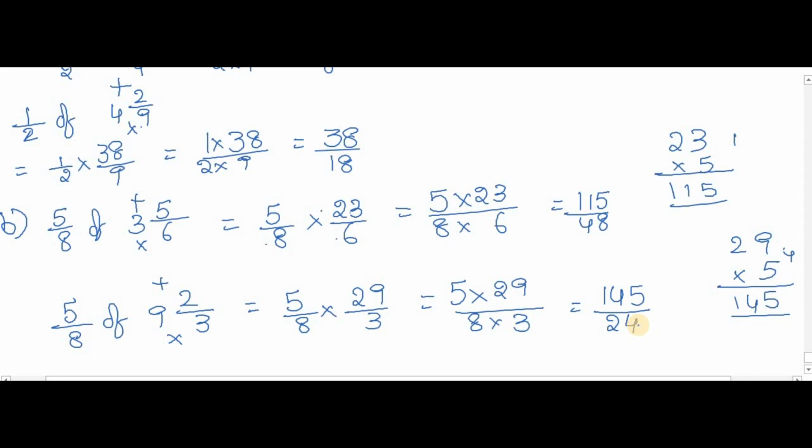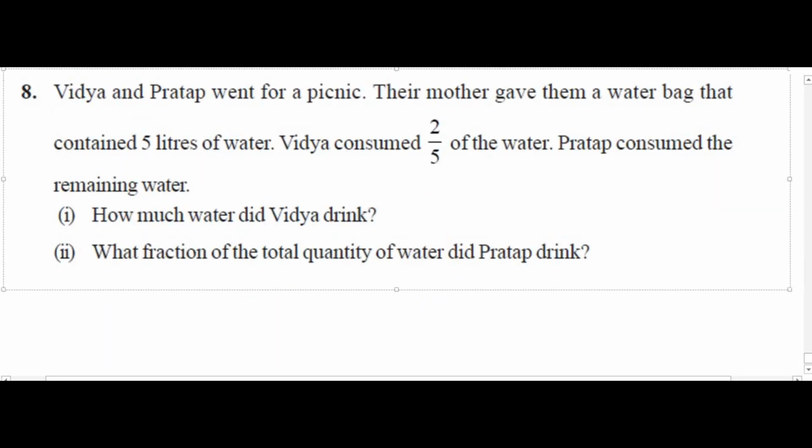Now we'll move on to the next solution. Next question. Now here our question is, Vidya and Pratap went for a picnic. Their mother gave them a water bag that contained 5 liters of water. Vidya consumed 2/5 of the water. Pratap consumed the remaining water. How much water did Vidya drink? What fraction of the total quantity of water did Pratap drink?